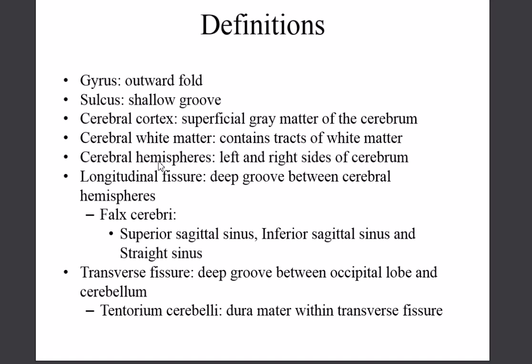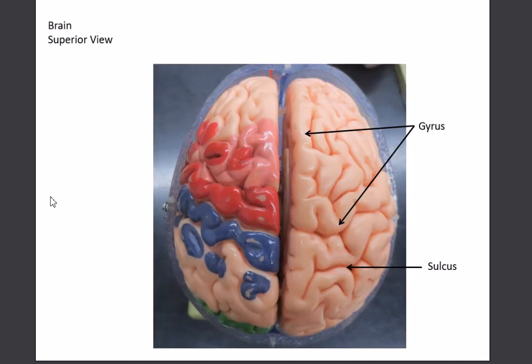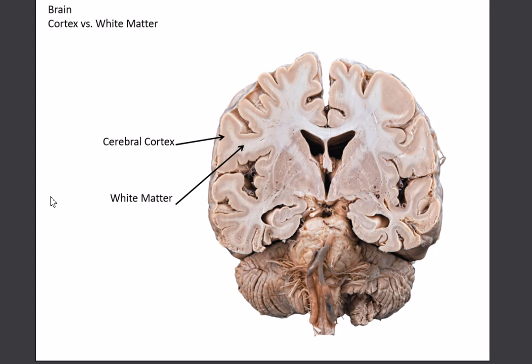The next definition: our brains are divided into a left and right hemisphere. Hemisphere means half a brain, hemi meaning half, a sphere is a circle. And the hemispheres are divided by a deep groove known as a fissure. So we said earlier, a sulcus is a shallow groove, a fissure is a deep groove. The fissure that separates the left cerebral hemisphere from the right cerebral hemisphere is known as the longitudinal fissure.